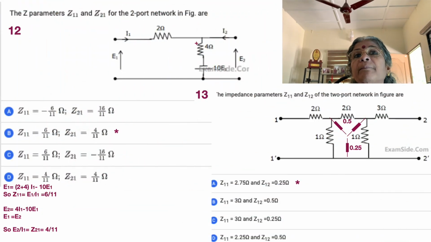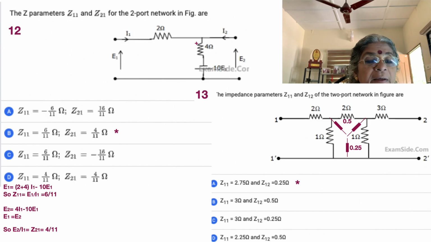Okay, so this is something that we normally forget. So I hope you remember this: E1 is equal to E2. So if E1 is equal to E2, then it's very simple to find out that the voltage across 4 ohms and 10 E1 is the same, which is measured as equal to E2.